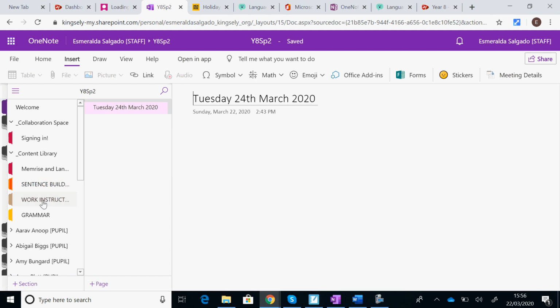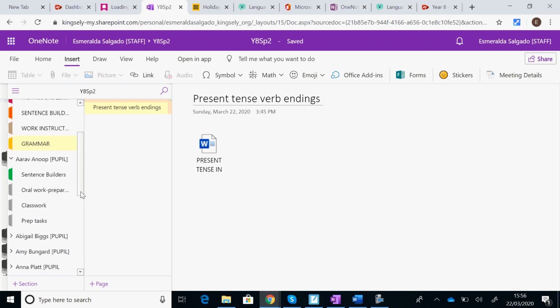The final thing that you have is work instructions. At the moment it's empty, but I will be adding here all the work by week. At the moment, this is going to be Tuesday and Wednesday, 25th of March. And finally, sorry, is the grammar, the grammar that we're going to be doing. At the moment, you have here a summary of the present tense that you're more than welcome to put in your own area. In your own area, you have a section for sentence builders for you to copy the sentence builders from the content library into here.